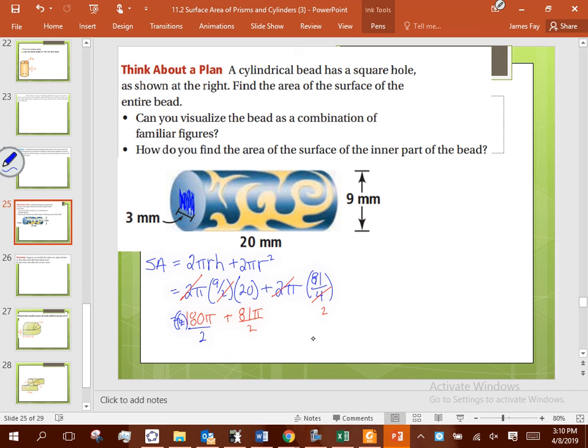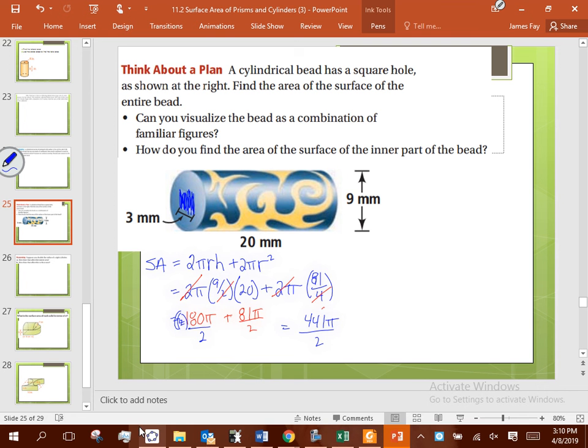So what is 180 times 2? 360. So we have 360 pi plus 81 pi. What's that give me? 441 pi, and it'll be over 2. So that is the area of the cylinder. Is that okay? All right. So it's the area of the cylinder.